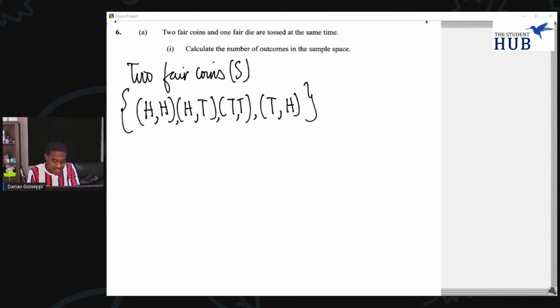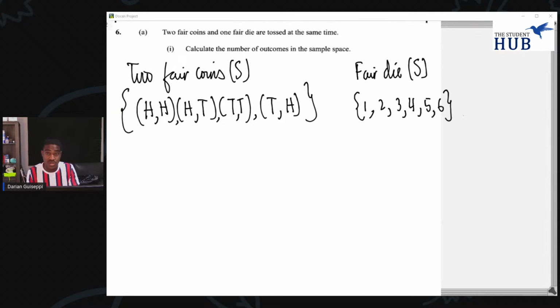Now we need to look at the outcomes for when the die is tossed. The fair die would be 1, 2, 3, 4, 5, 6. We know this, that is the possible outcomes you could get from a fair die. It has all the numbers 1 to 6. So these are the outcomes, just looking at the two separately.